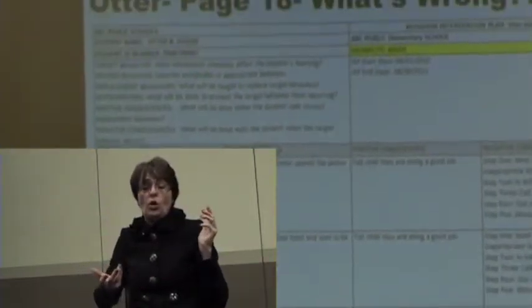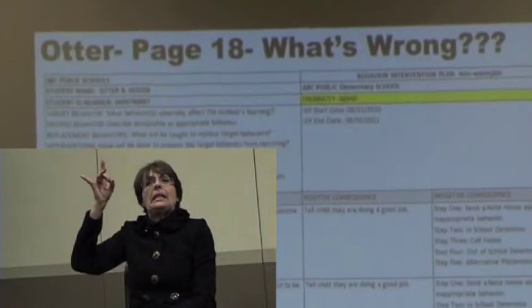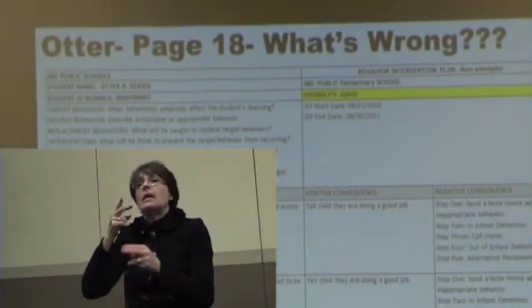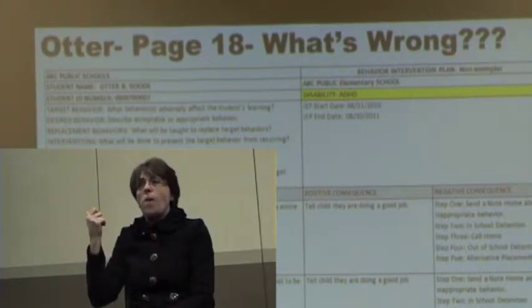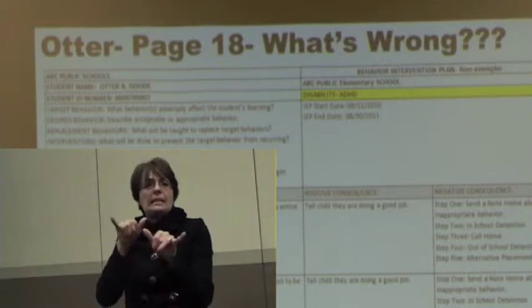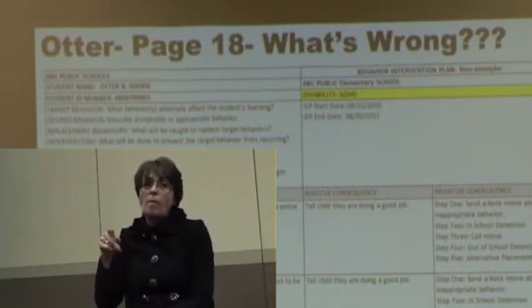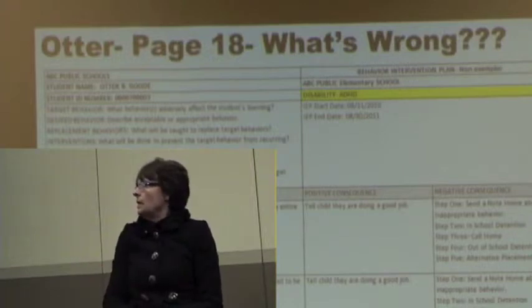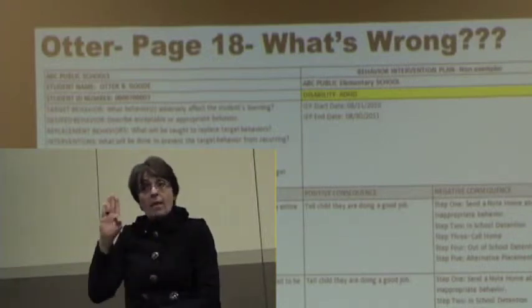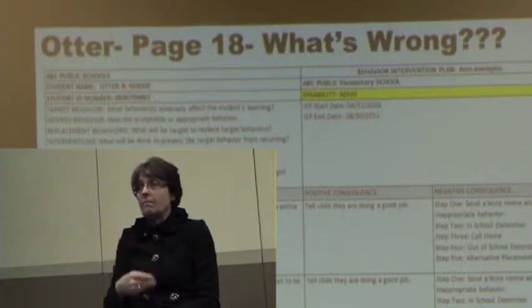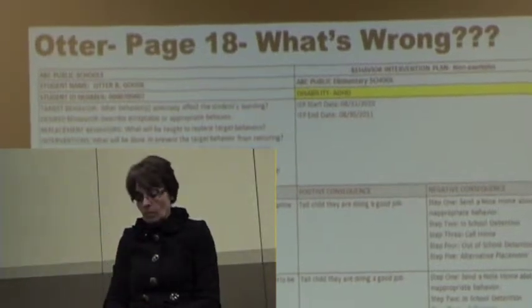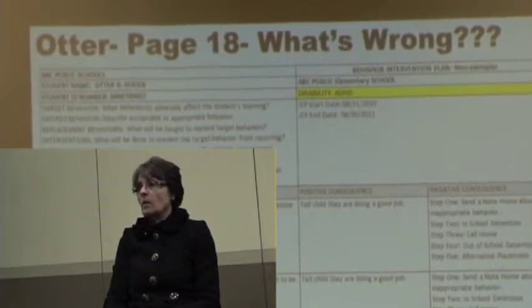Now, page 18 is a real BIP that was sent to me. Real kid, I just changed the name. And I put it in a similar form, but this was theirs. What do you notice about it? Is this a good behavior intervention plan? Shouldn't take you very long to come up with an answer. Is this a good behavior intervention plan?